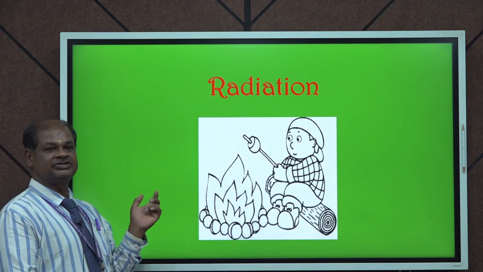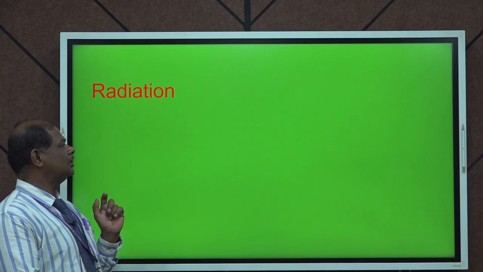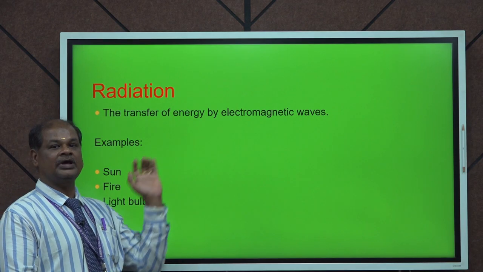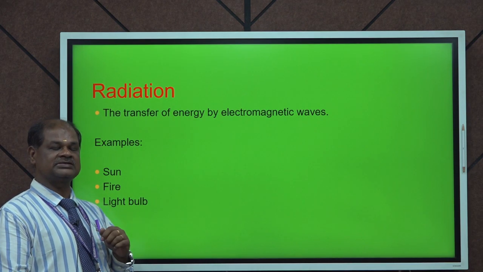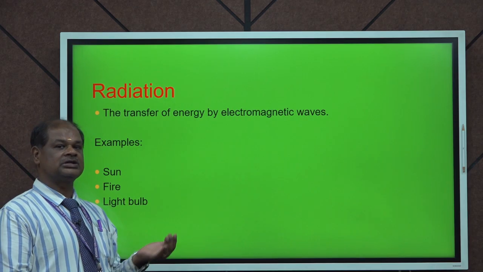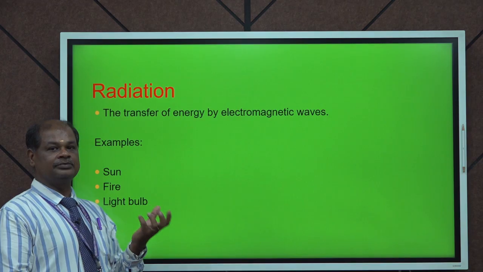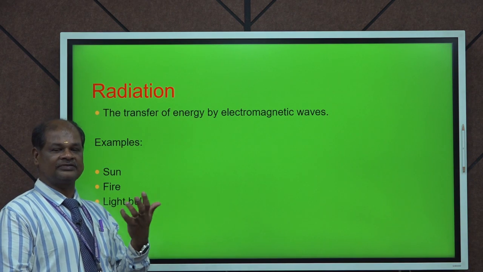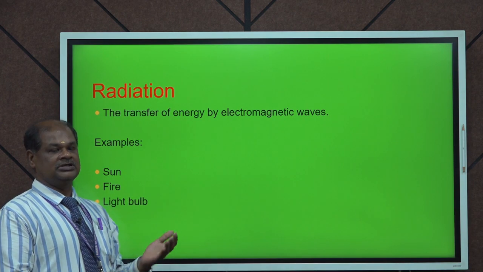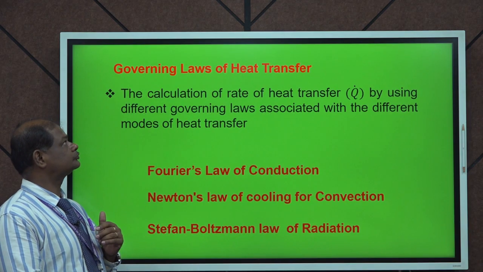Next one is radiation. In the case of radiation, the heat transfer occurs by electromagnetic waves, for example ultraviolet radiation, sunlight or artificial light. We can create artificial light, and from this artificial light the heat is transferred from one place to another place. That is called radiation.